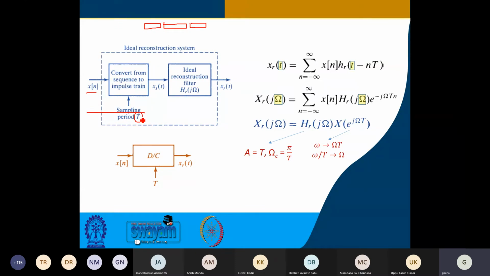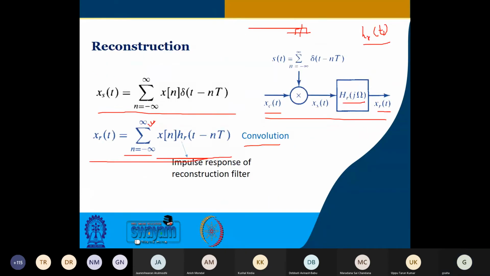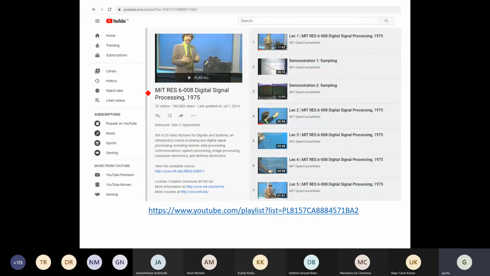Upsampling, downsampling, those are another way of looking at things or some other concept. So here we are only talking about reconstructing the original signal. So this is the T. So this is your Xn. Now you have to convert it to a sequence of impulse train, which is xs(t). Once you convert it to impulse train, it will be same as this one, right?